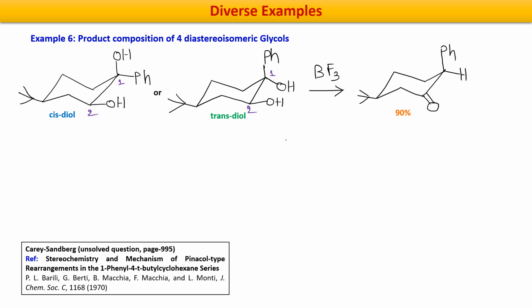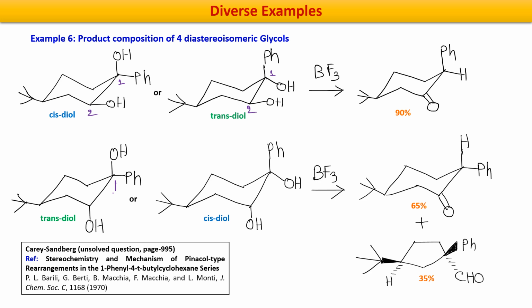Now in presence of Lewis acid BF3, this reaction is also possible in presence of Lewis acid like this. So here we are getting 90% of this product. Now if we take another diastereomer, now look at this. This is 1, this is 2, this is 1, this is 2. Now this is also a trans diol because both the OH are axial, axial. This is equatorial, equatorial. So either you place them as equatorial, equatorial or axial, axial, both are trans diol. So the green two are trans diol, and the other two, the molecules in blue, are cis diol, they are 1, 2.